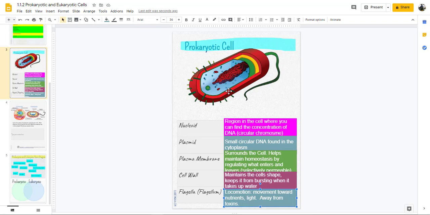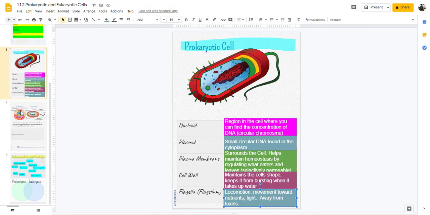And bacteria could use that to move toward nutrients. Some might need to move towards light. Some might use that to move away from toxins. So that's actually an adaptation, a characteristic that helps it survive in its environment for that bacteria to move.